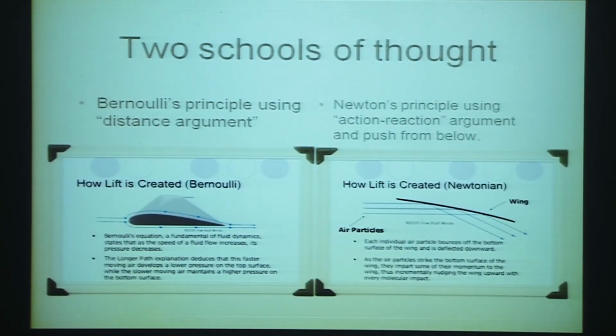Okay, let me summarize this part of the discussion. There are two schools of thought. One is the Bernoulli principle using the distance argument. They say that because the distance over the top is more, the air parcels, which are not living beings, have to depart here to meet here. So this is clearly wrong. Another wrong explanation is that the air is deflected from below the wing. If this is true, then how can lift be generated at a zero angle of attack? So this is also wrong.